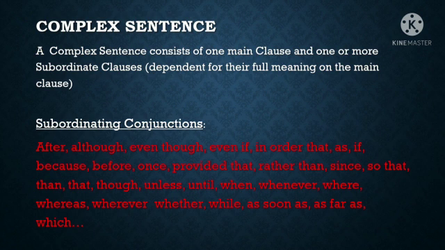See, so is a coordinating conjunction, but so that is a subordinating conjunction. Okay, you should not be confused. Than, that, though, unless, until, when, whenever, where, whereas, wherever, whether, while, as soon as, as far as, which, etc. Okay, so these are some of the subordinating conjunctions. So in a complex sentence, you will have one main clause, only one main clause, and one or more subordinate clauses, right?